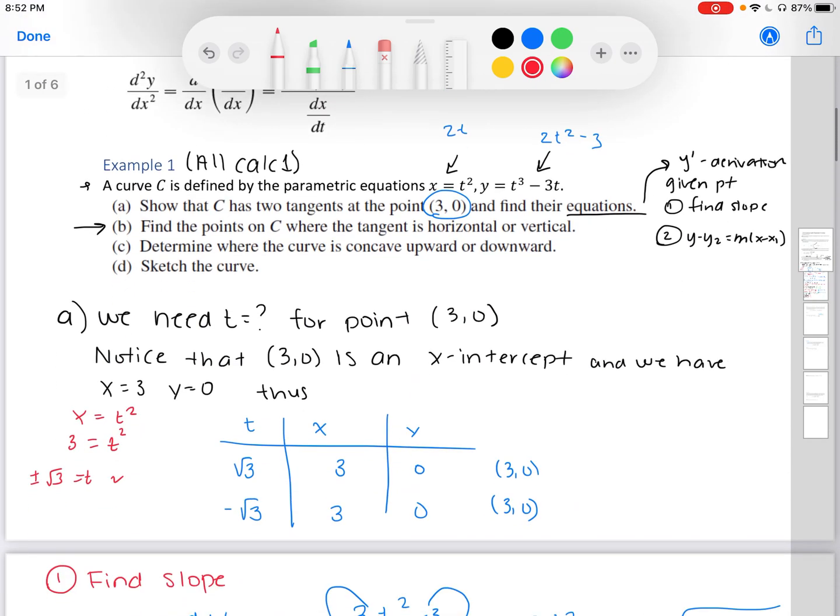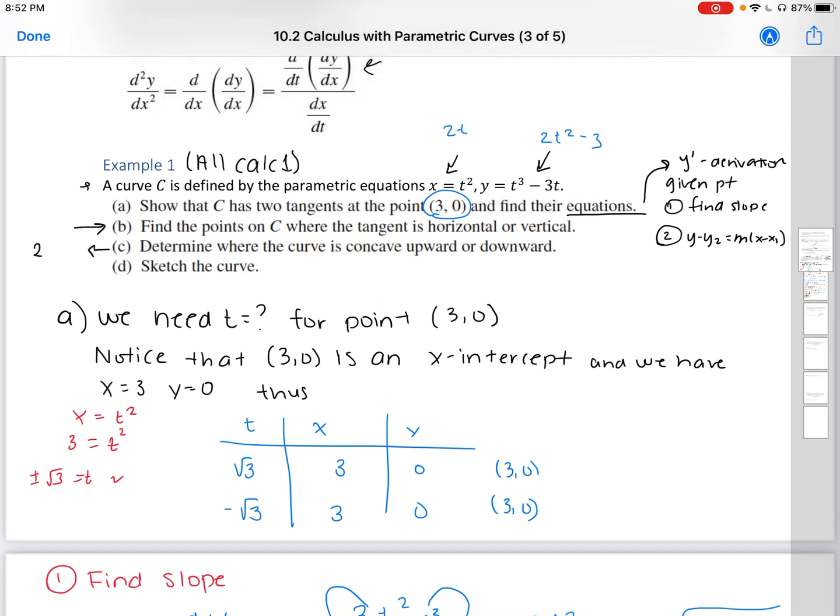The question asked, find the points where the tangent is horizontal and vertical. We found such points. Last piece of information, determine whether the curve is concave upward or downward. Recall from your Calc 1 course that this relies on your second derivative. So we're going to have to take the second derivative to find when it's concave up or down.